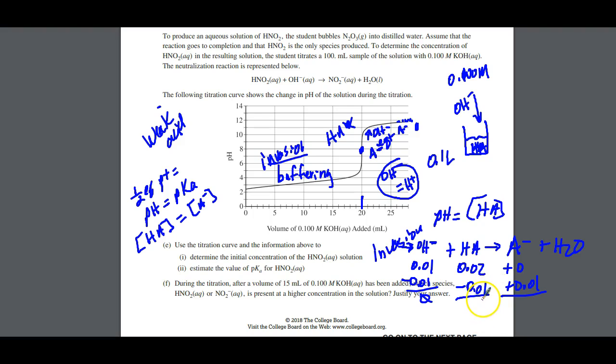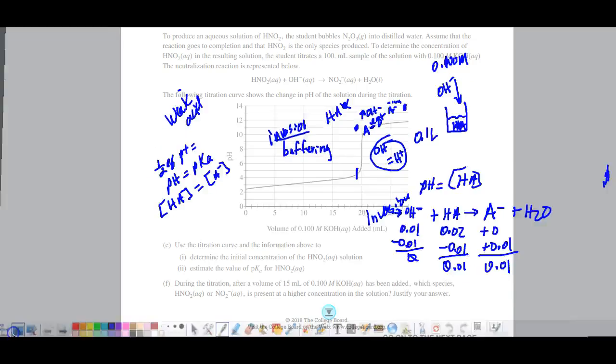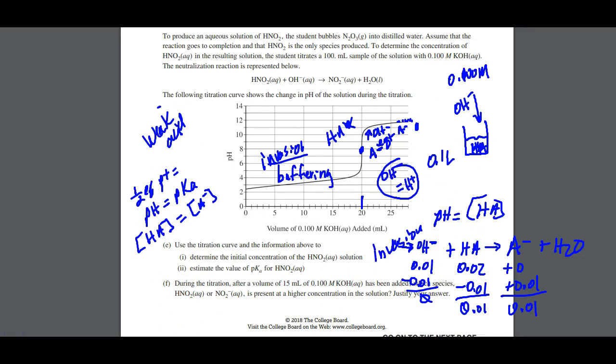Okay, so what do we have left in our solution? 0.01 and 0.01. What I had left here was 0.01 of this, 0.01 of this. And so what did we call this when we had a weak acid and its conjugate base? That was a buffer, right?